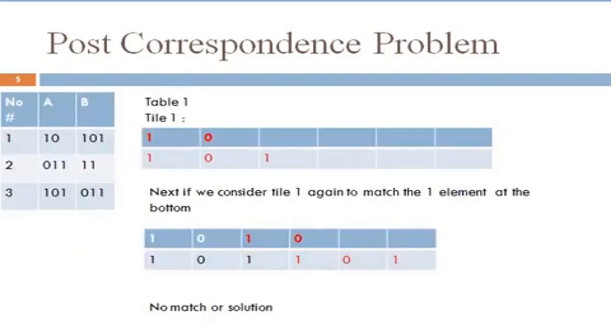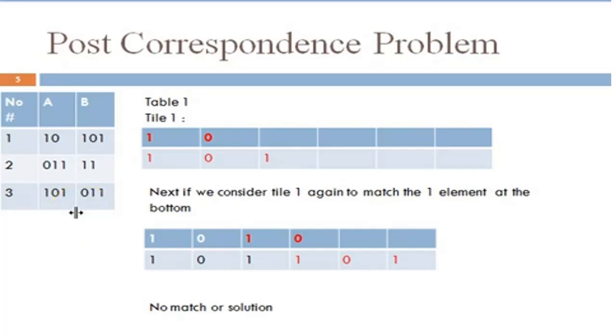Let us now consider another example. There are 3 tiles or dominoes. Tile 1 has 1 0 on top and 1 0 1 at the bottom. Tile 2 has 0 1 1 on the top and 1 1 at the bottom. Tile 3 has 1 0 1 on top and 0 1 1 at the bottom. Now we need to find a matching sequence.